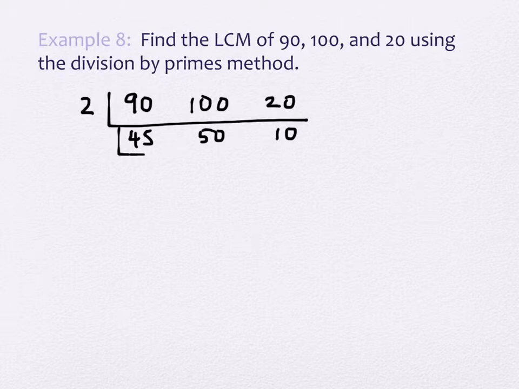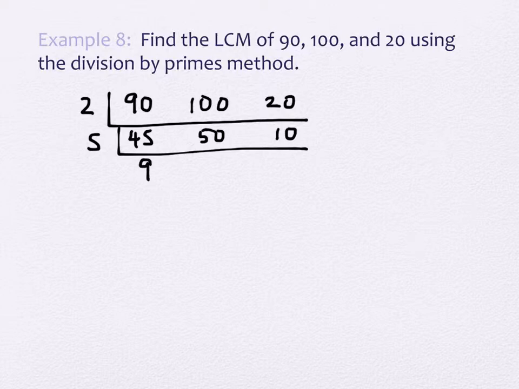Now these numbers are not all divisible by 2 now, right? They're not divisible all by 3. What's the next prime number? 5. Are they all divisible by 5? Yes, they are. So if I divide 45 by 5, I get 9, 50 by 5, 10, and 10 by 5, 2. If we were finding greatest common divisor, we would have to stop because 9, 10, and 2 do not have anything in common, right? And the answer would be the 2 times the 5 that's on the left-hand side. Everybody good with that so far?